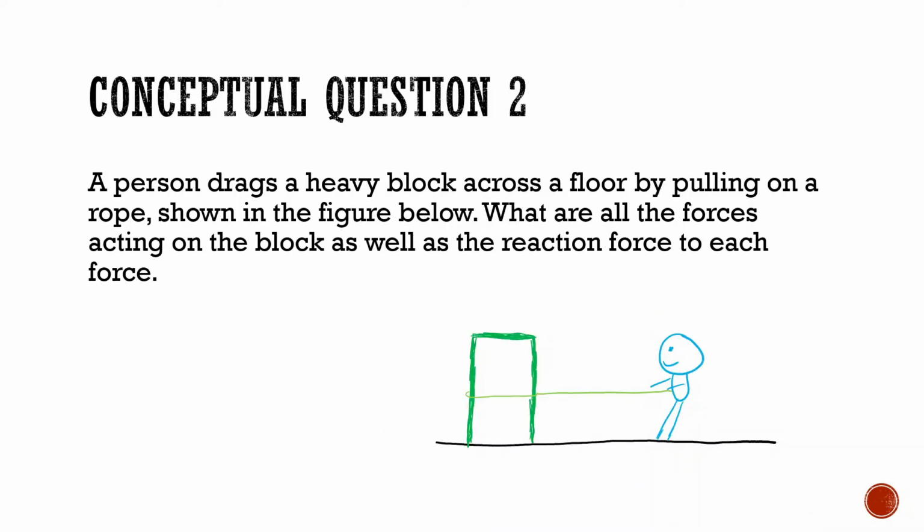All right, moving on. Conceptual question number 2. A person drags a heavy block across the floor by pulling on a rope, shown in the figure below. What are all the forces acting on the block, as well as the reaction forces to each of the forces? So let's look at everything. First of all, there's going to be a force of gravity pulling it down. And then we know there's going to be a normal force pulling it up, or keeping it up. And then there's going to be a force of friction as it gets dragged.